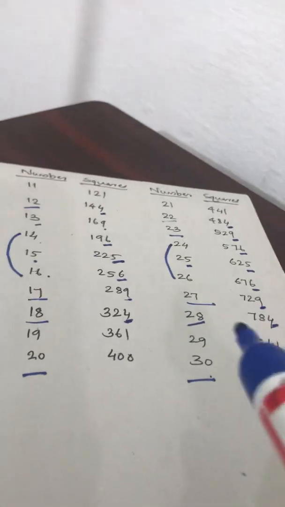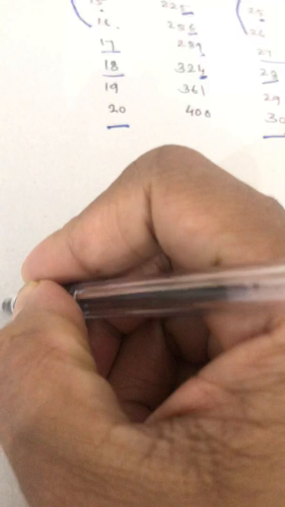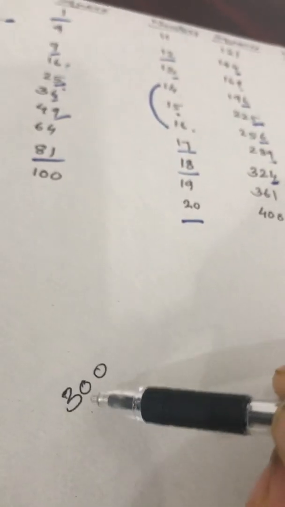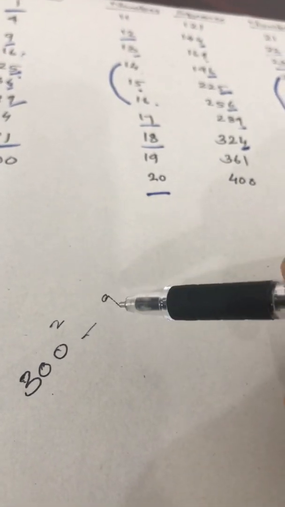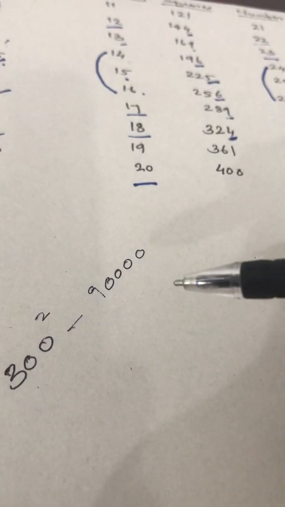Just like if it is a number with 30 or 40, how can we say? Suppose one number 300. If we want to find out the square of 300, what will be its square? 300 square will be, first we find out the square of 3, we will get 9. Now here 2 zeros, so double that, 4 zeros will be in the answer.